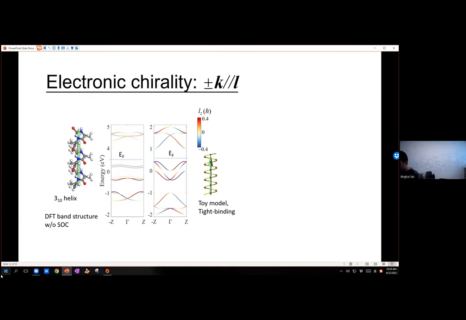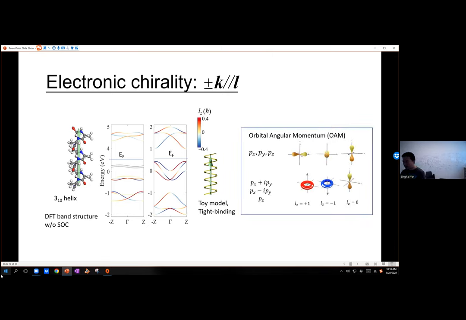But the most important thing is the blue and the red color. The blue and the red represent different orbital polarizations. For example, if I use p orbitals, this is actually px plus minus i py, and not px, py. Then the most important feature is that we have a well-defined crystal momentum. If we flip the momentum, we get the opposite orbital. Here, orbital and momentum always lock together.